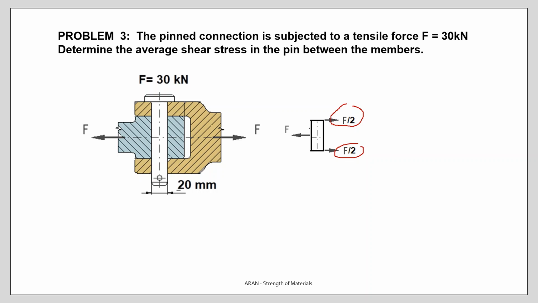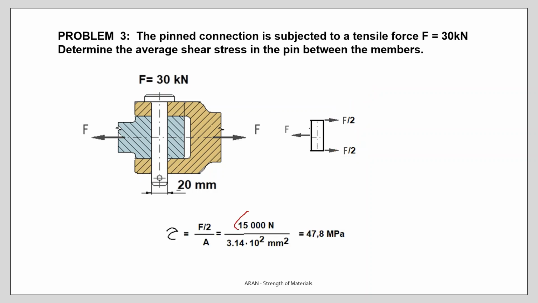What you do is take this force divided by the area, put the numbers, and you see this is 30 kilonewton divided by 2, and this is the area of the bolt, and the shear stress acting in the bolt can be found as 47.8.